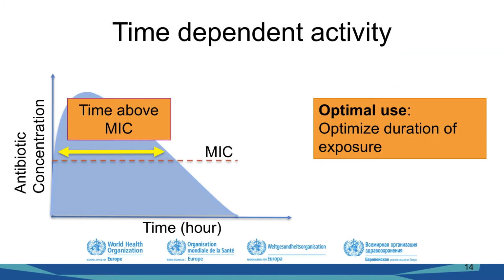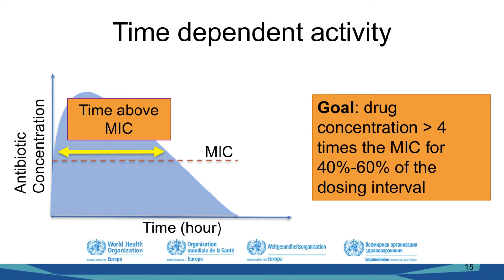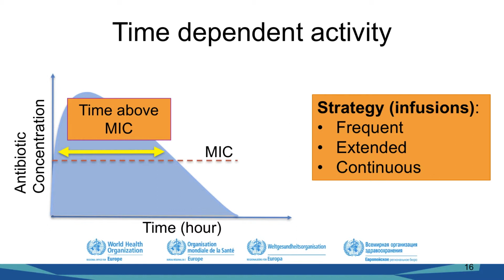Let's return to beta-lactams. Given the pharmacodynamic properties of this class of antibiotics, the goal is to optimize the pathogen's duration of exposure to beta-lactam concentrations in excess of the MIC of that pathogen. While there is variation between different beta-lactam antibiotics and different target bacteria, a drug concentration of greater than 4 times the MIC for 40 to 60% of the dosing interval is generally sufficient to reach this goal. This prolonged exposure can be achieved by a strategy of frequent, extended, or continuous infusions.